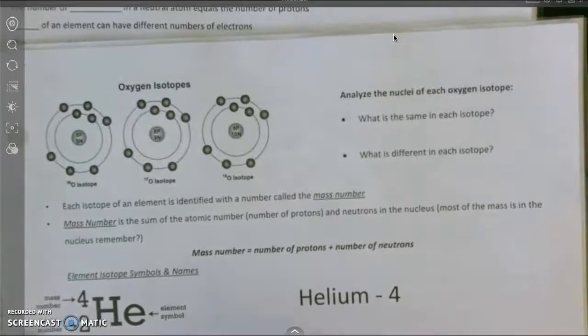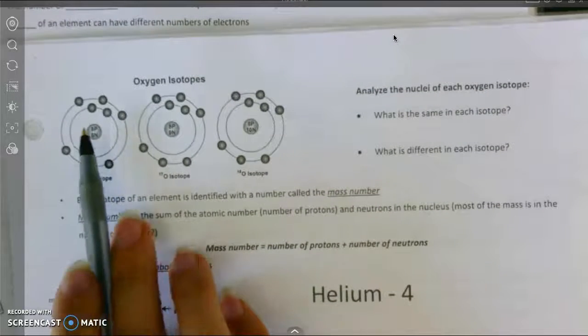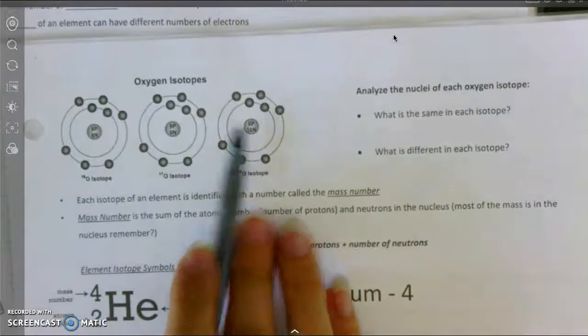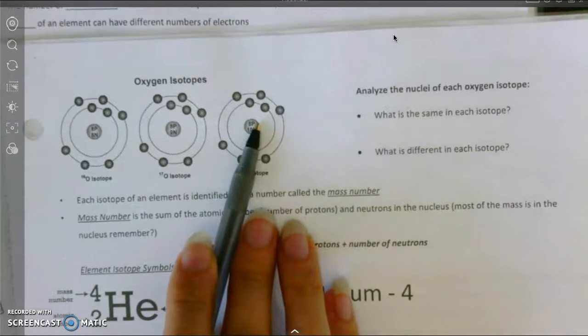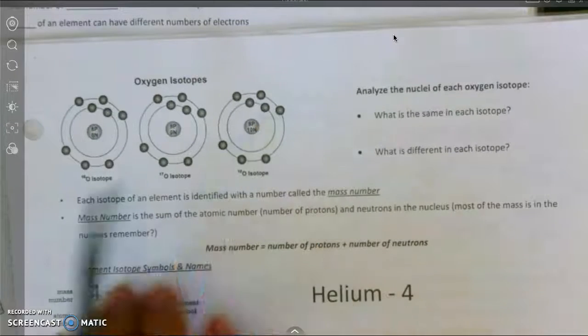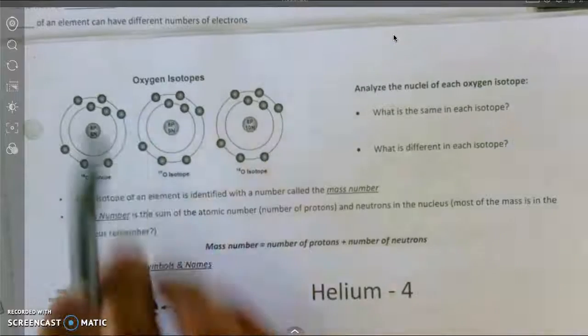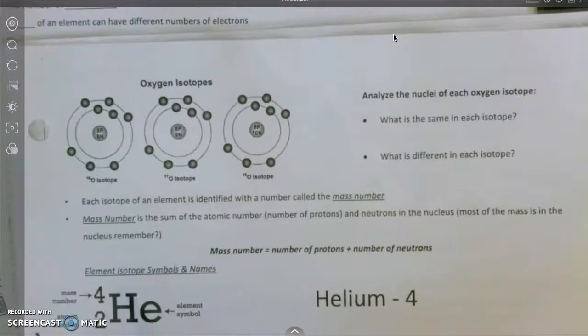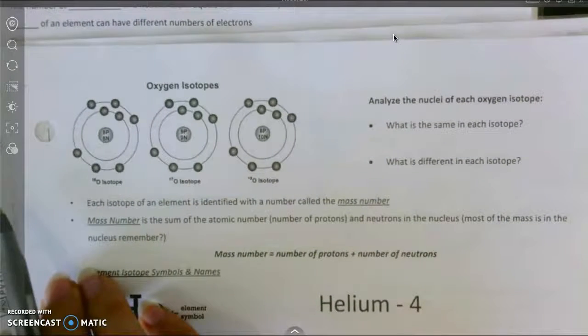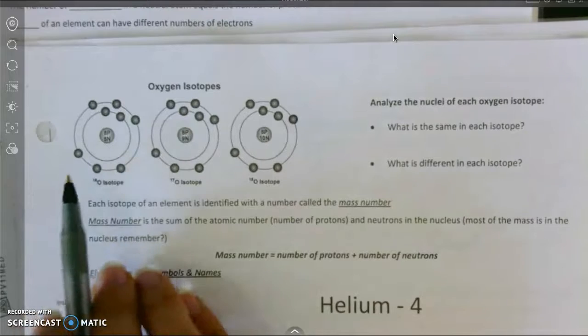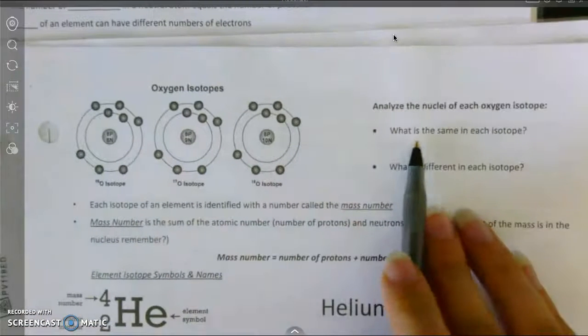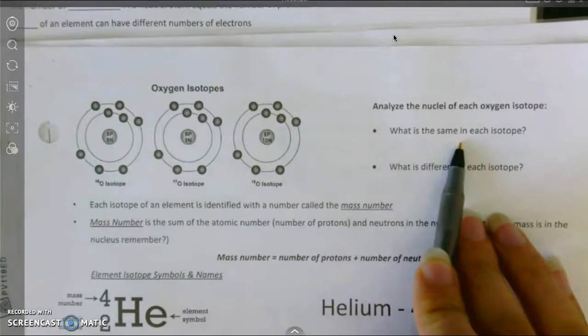Okay, so we have these oxygen isotopes. We have 8 protons in each of them because that's what makes them oxygen. And we have 1, 2, 3, 4, 5, 6, 7, 8 electrons in each of them. That's what makes them neutral. And so what is the same for each of these isotopes? Well, the number of protons and the number of electrons are the same.